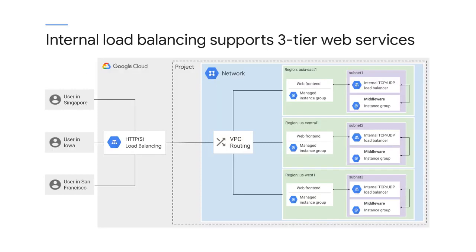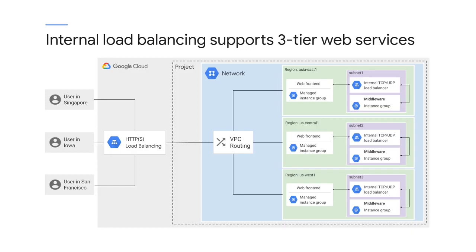Now, internal load balancing enables you to support use cases such as the traditional three-tier web services. In this example, the web tier uses an external HTTPS load balancer that provides a single global IP address for users in San Francisco, Iowa, Singapore, and so on. The backends of this load balancer are located in US West 1, US Central 1, and Asia East 1 regions because this is a global load balancer.